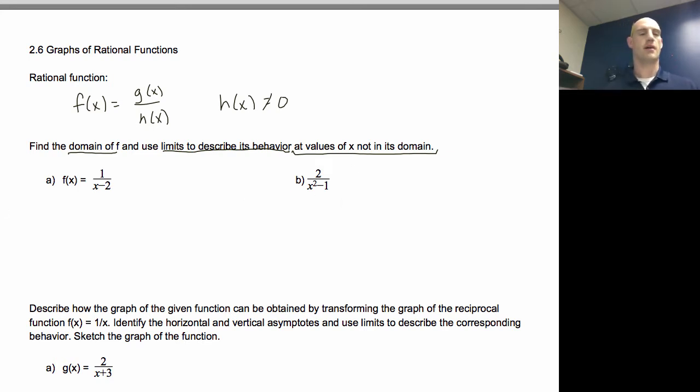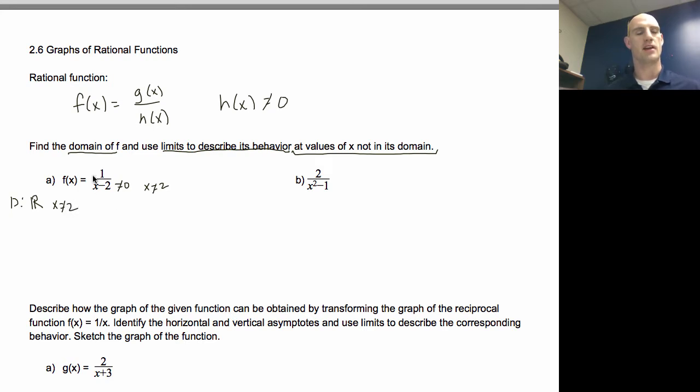Let's look here first. I'm going to write the domain in a couple of different ways. For this one, my domain, I'm looking at what could possibly go in. And as we've talked about before, sometimes it's easier to think about what couldn't go in or what would break it. So we know that the bottom can't be equal to 0, and so that would mean x can't be equal to 2. So our domain is going to be all reals. X can't be equal to 2.